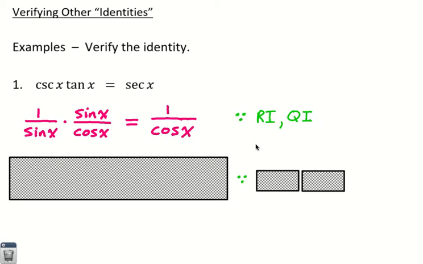And so you also have, hopefully by now, a copy of a bunch of codes. I think that's what I'm calling them. Kind of like all of these reasons, little quick codes for saying, so you don't have to write out "reciprocal identity." Because of the reciprocal identity, because of the quotient identity, I can write this and this and this. So just some shorthand.